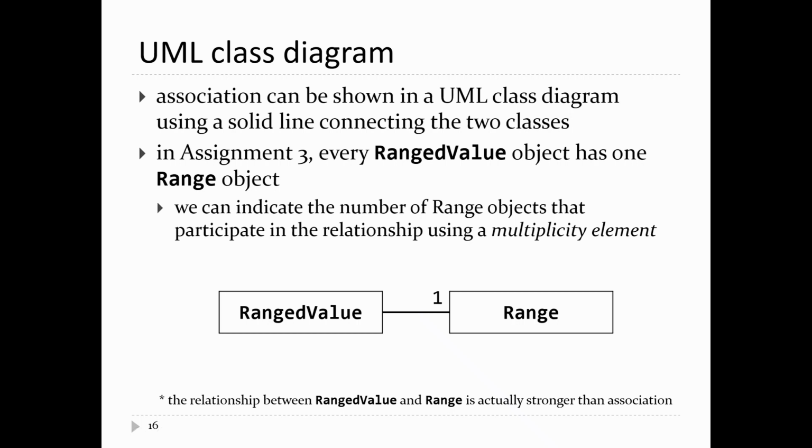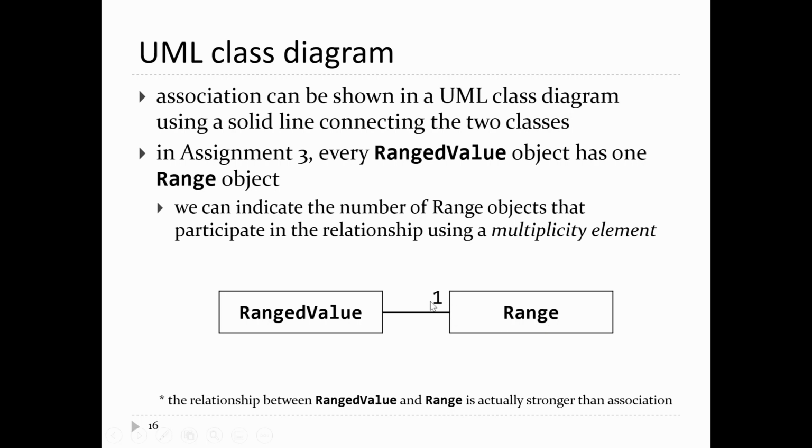So to show an association relationship using a UML diagram, you use a solid line connecting the two classes. So this says that the ranged value class has an association relationship with the range class. The one here is called a multiplicity element. So the one on range says that ranged value has an association with one range object. In other words, every ranged value has exactly one field of type range.